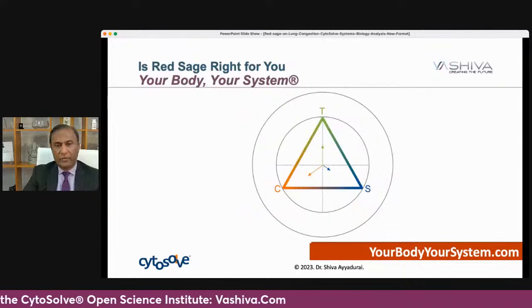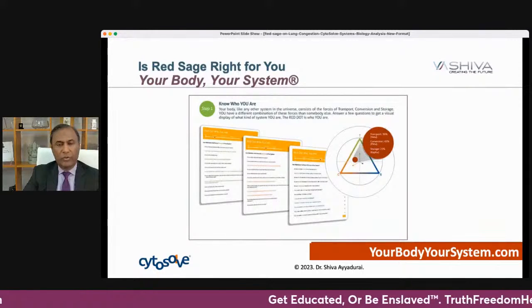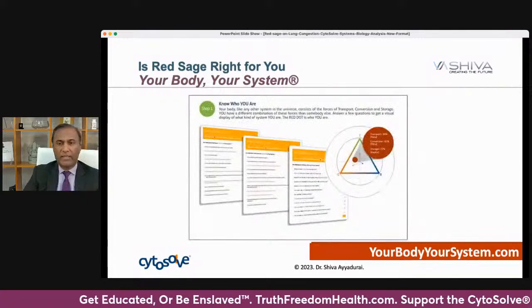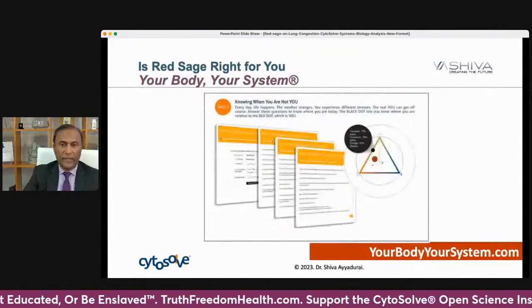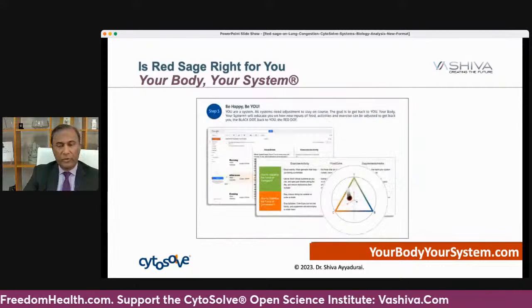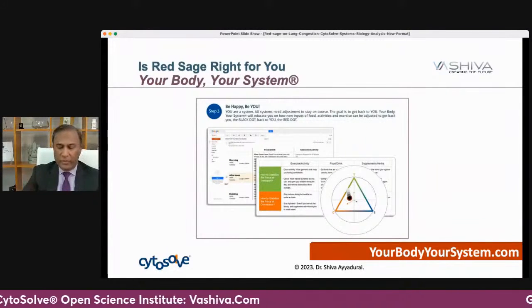But if you take transport, conversion, storage to be the vertices of an equilateral triangle, you'll find out using this tool, you can answer 30 questions and it'll figure out what kind of system you are. So the red dot there denotes who you are. And then the black dot will figure out how you're off course. And then the tool actually allows you to figure out what are the right foods, diet. It gives you a protocol for what's right for you.